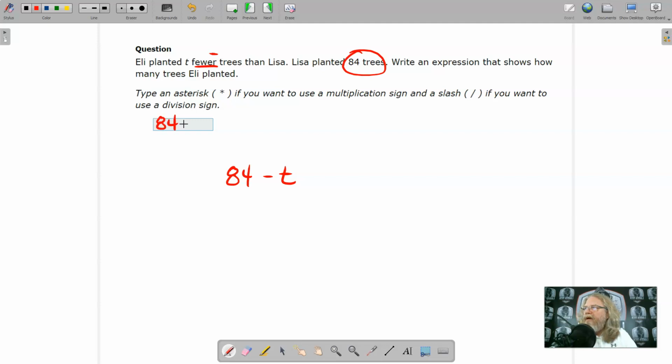So 84 minus T. Notice you don't need equal signs on these problems because we're dealing with expressions. Expressions do not have an equal sign. Equations have an equal sign. Notice that the word equal is the root word of equation. So equations have equal signs. Expressions do not.